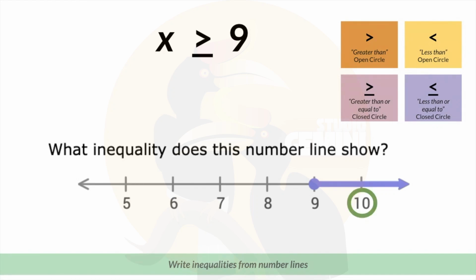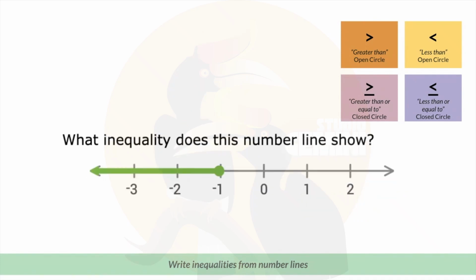We can check this again by substituting 10 in for x. If we substitute 10 in for x, we get 10 is greater than or equal to 9. This is true. Next, we can try substituting 9. Remember that we want this to be true since we have a closed circle. We substitute 9 in. 9 is greater than or equal to 9. That is true since 9 is equal to 9.